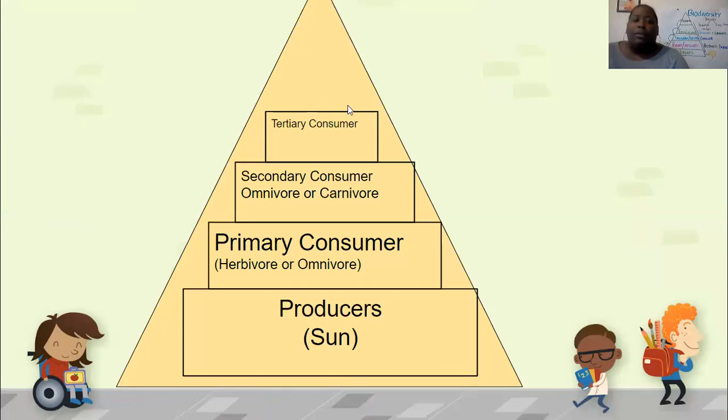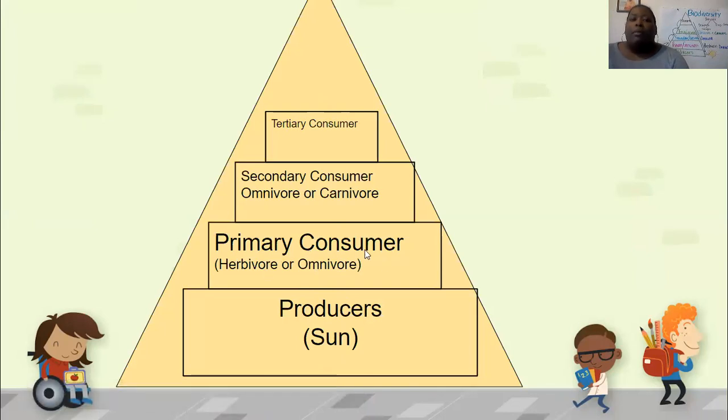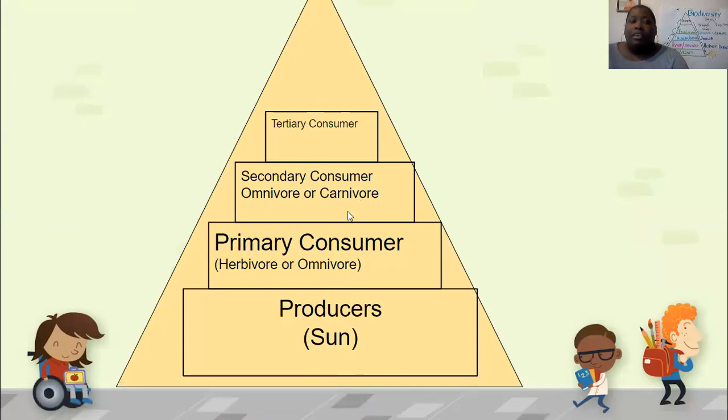We said that producers get energy from the sun, they are the bottom of the pyramid, and they are consumed by primary consumers. Primary consumers can be herbivores or omnivores. Herbivores eat only producers, and omnivores eat producers and also herbivores. Then we said a secondary consumer gets energy from the primary consumer by consuming it, and they could be omnivores or carnivores. There was another trophic level, the tertiary consumers, who get energy from consuming the secondary consumer.